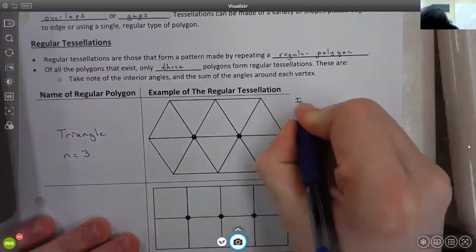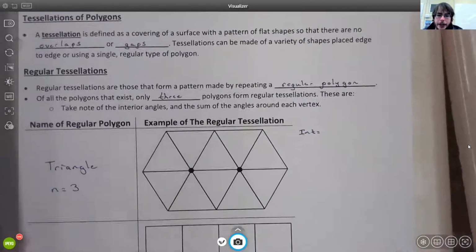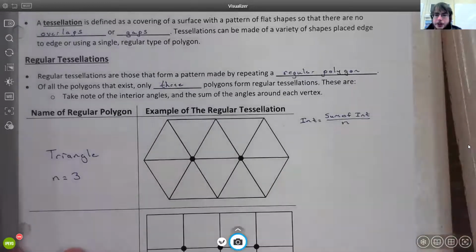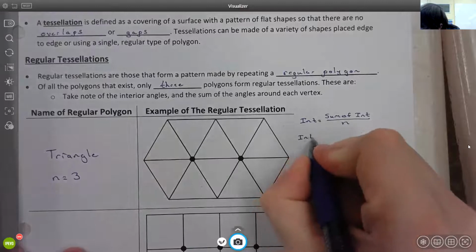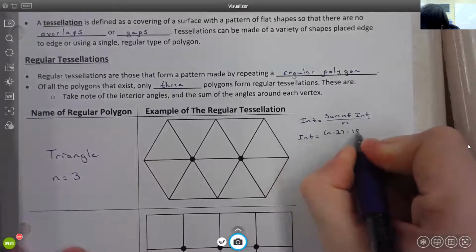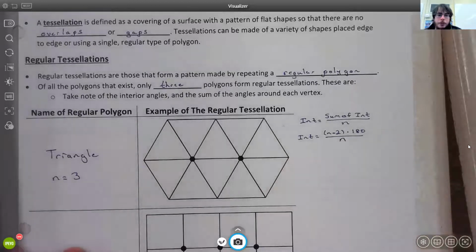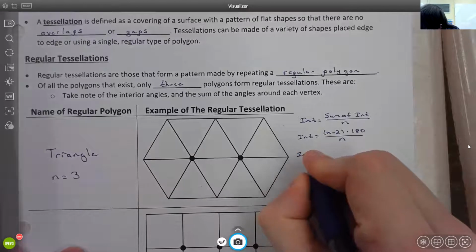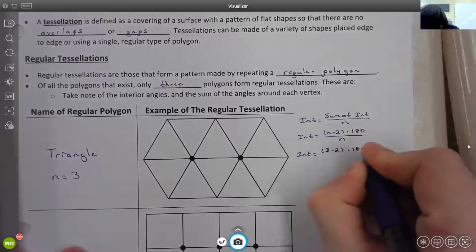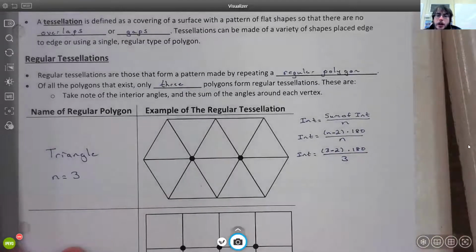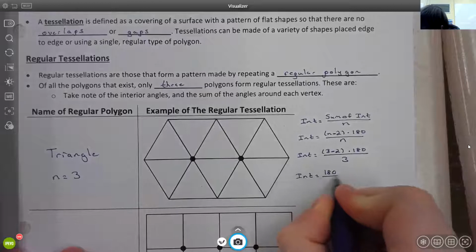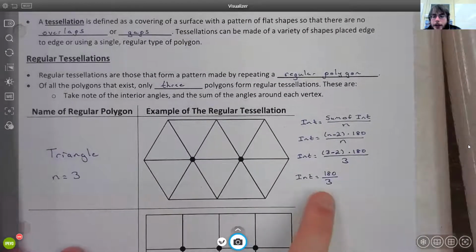So remember that your formula to do that is to take the sum of the interior and divide by the number of sides. And your sum of the interior is given by the formula n minus 2 times 180, divided by n. Now for a triangle, n equals 3. So we're going to plug 3 in here. So we get 3 minus 2 times 180 all over 3. 3 minus 2 is 1. 1 times 180 gives you 180. And it's still divided by 3. So 180 divided by 3 gives us 60 degrees for the interior angle.